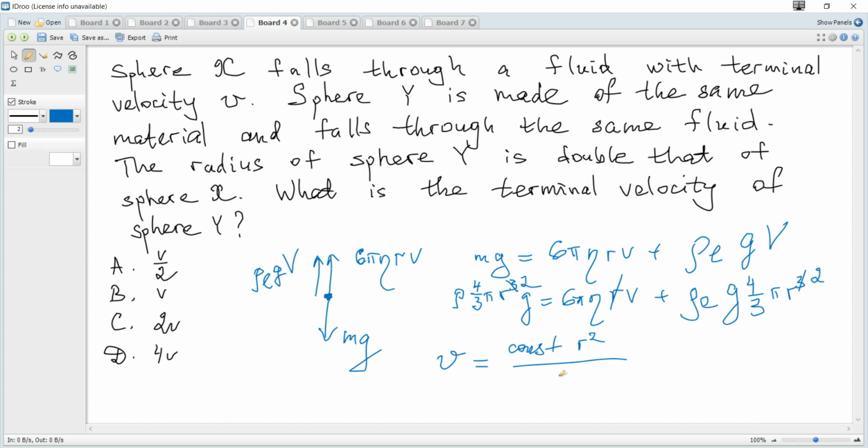So finally you can see that the terminal velocity is proportional to radius squared, and if radius increases by a factor of 2, the terminal velocity increases by a factor of 4. So D is correct. And that's all for this question.